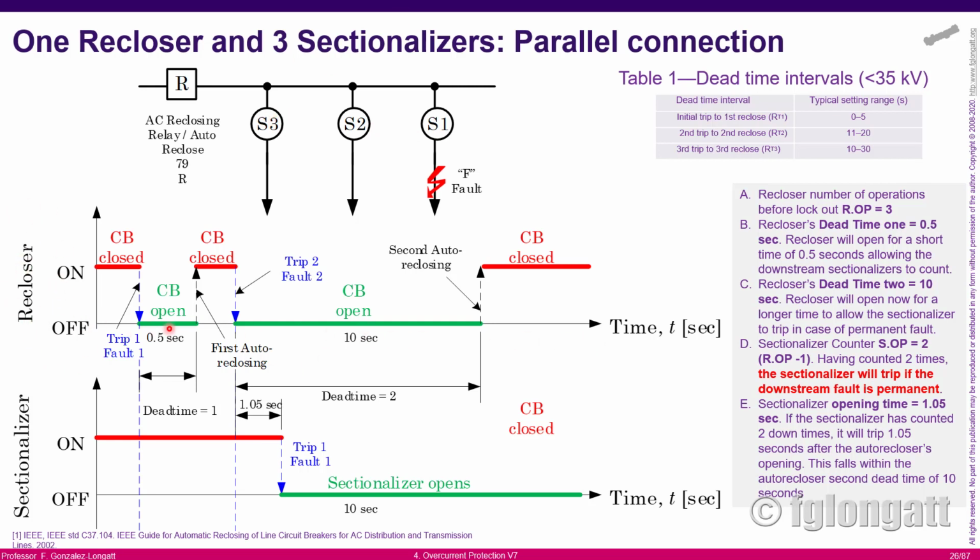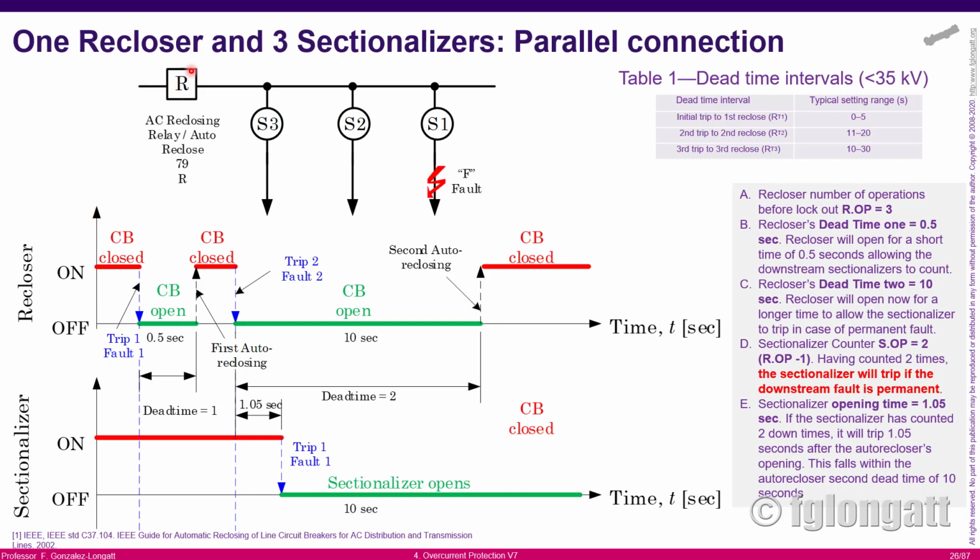Here we have the timeline of action of this recloser. Red color means closed, green color means open, okay? And here we have the sectionalizer, in this case S1. Again, red is on or closed, and green is open, okay? Now what you need to understand is the following. What is the idea here?